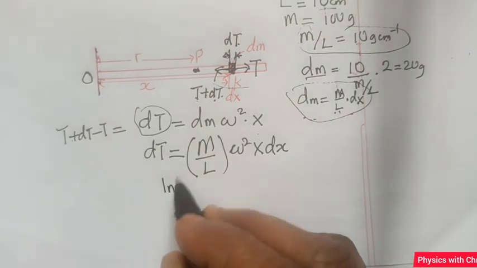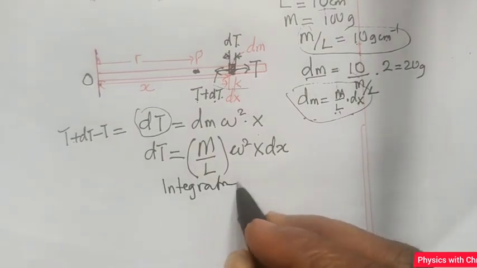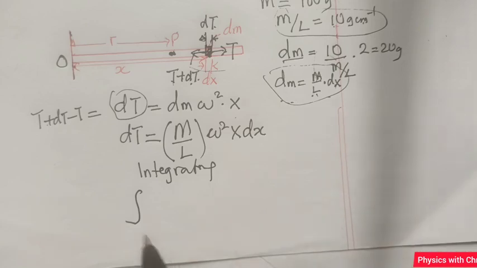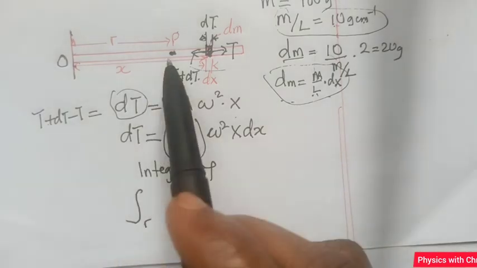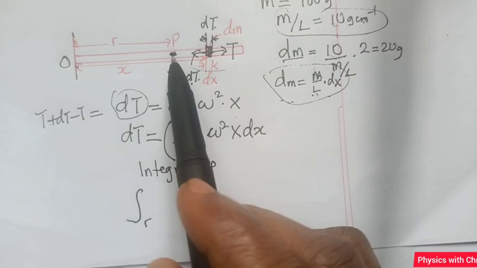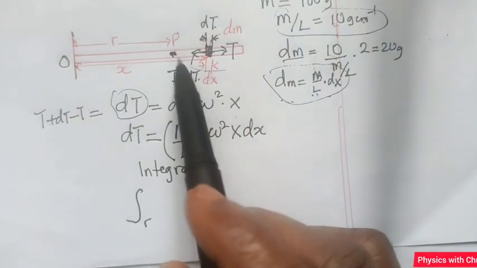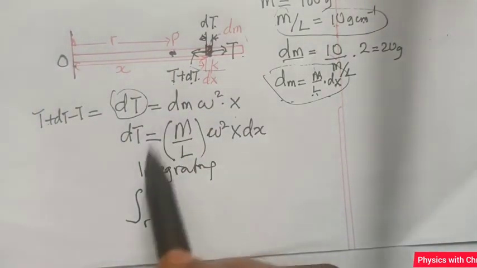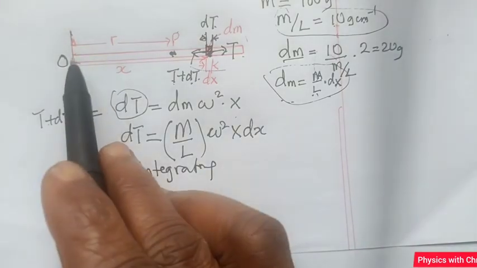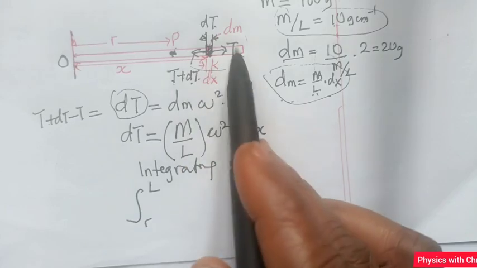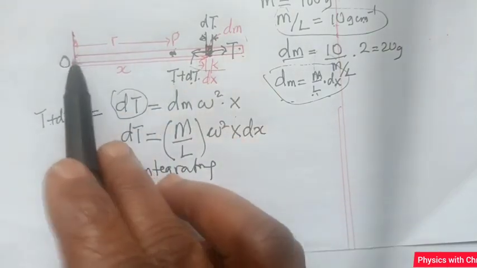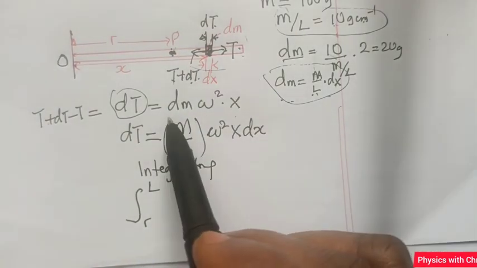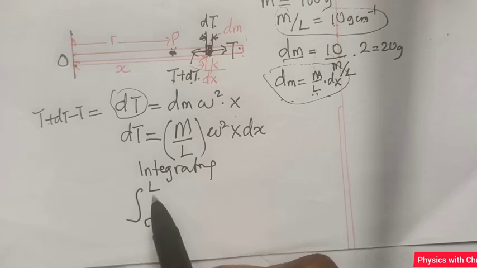Integrating, I'm going to take my limit of integration from R, because remember I said that the tension at P is contributed by this outer mass of the strip. So I'm going to say this total length, which is L, minus this length from here to here. That is the total length minus this distance will give me what I need. So I'm integrating from this lower limit to the upper limit.